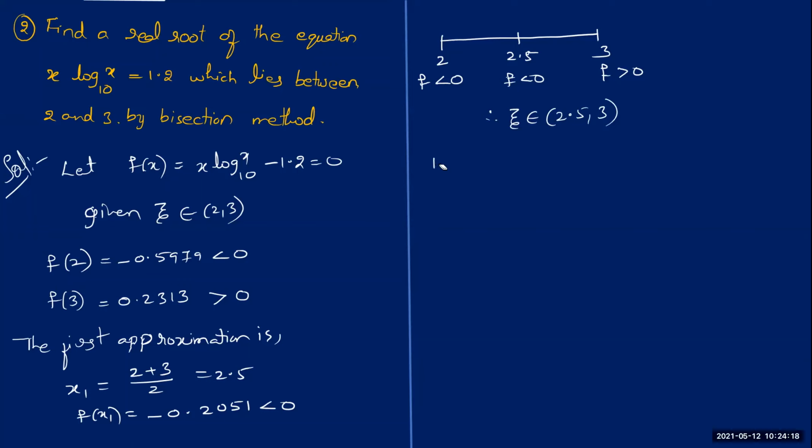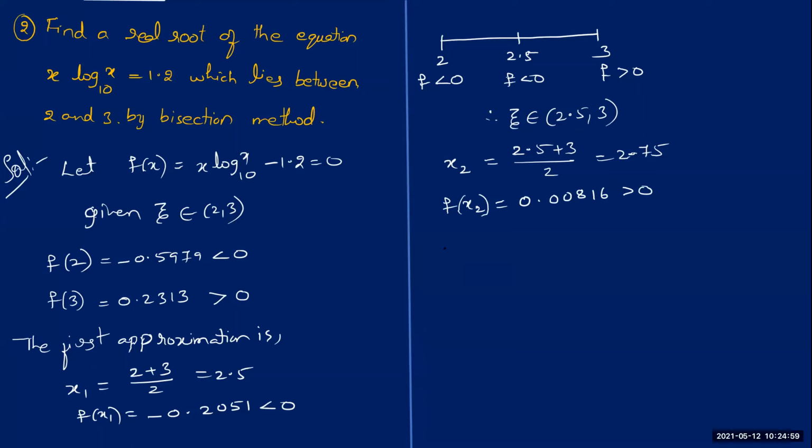Now, let me take the second approximation. Let me just write it directly. The second approximation x2 is again the middle point of this, so 2.5 plus 3 divided by 2, which is equal to 2.75. Now let me calculate the function value at 2.75. I got this as 0.00816, which is anyway positive. Right? I'm interested in this only, whether it is positive or negative.